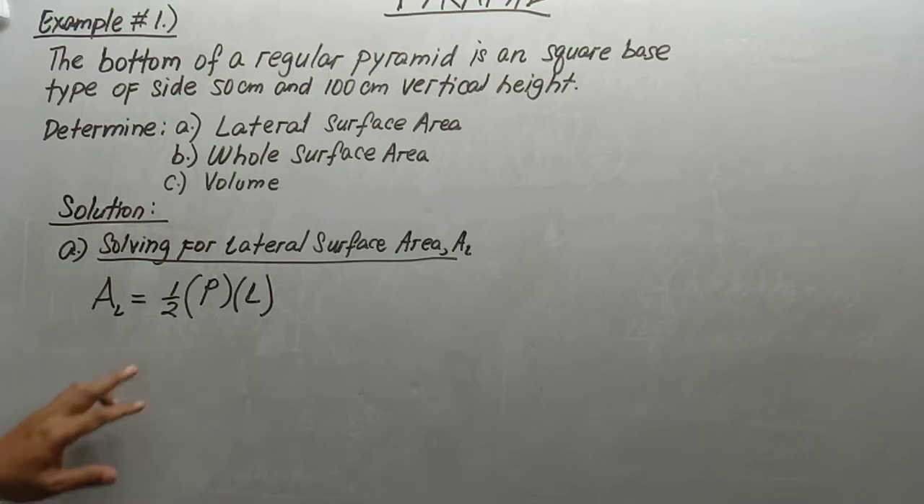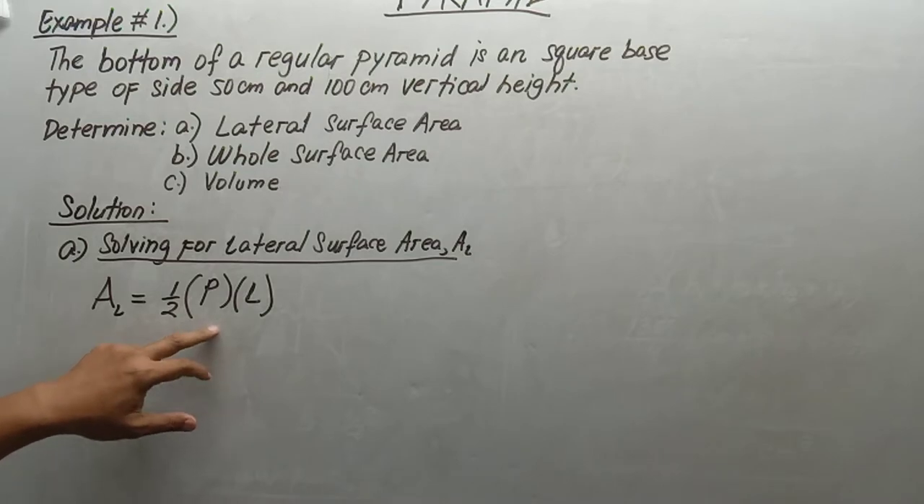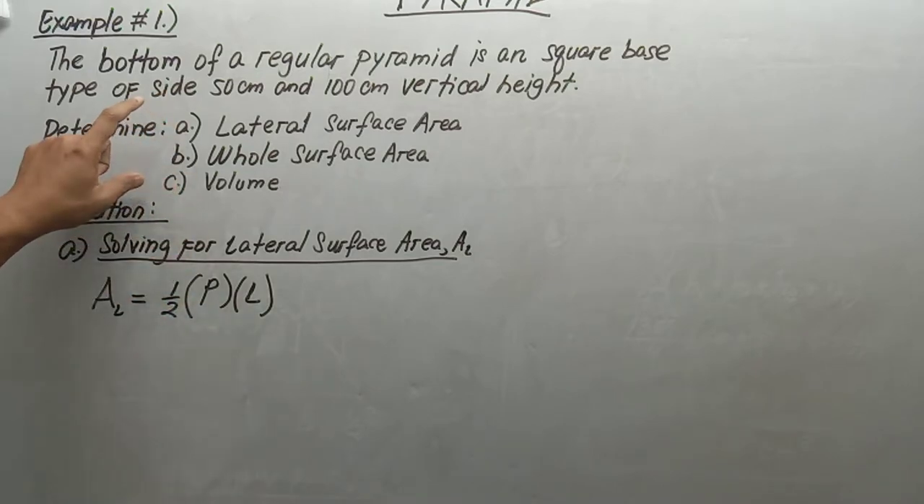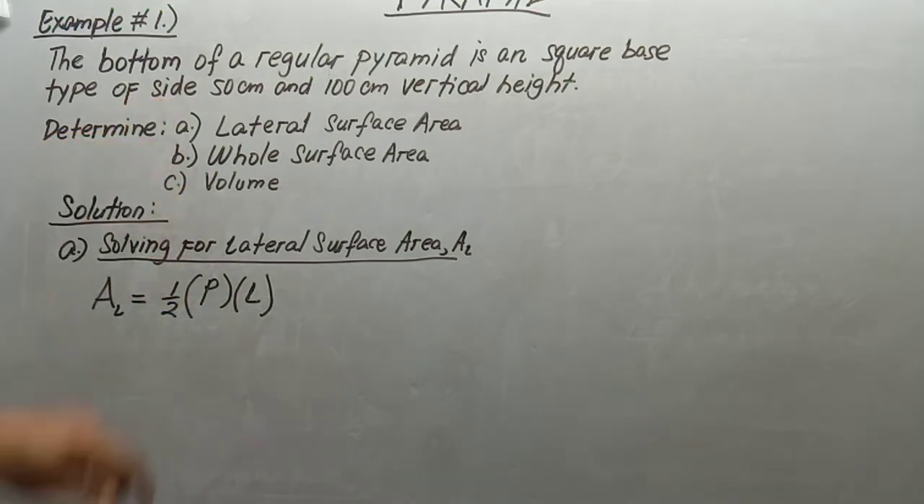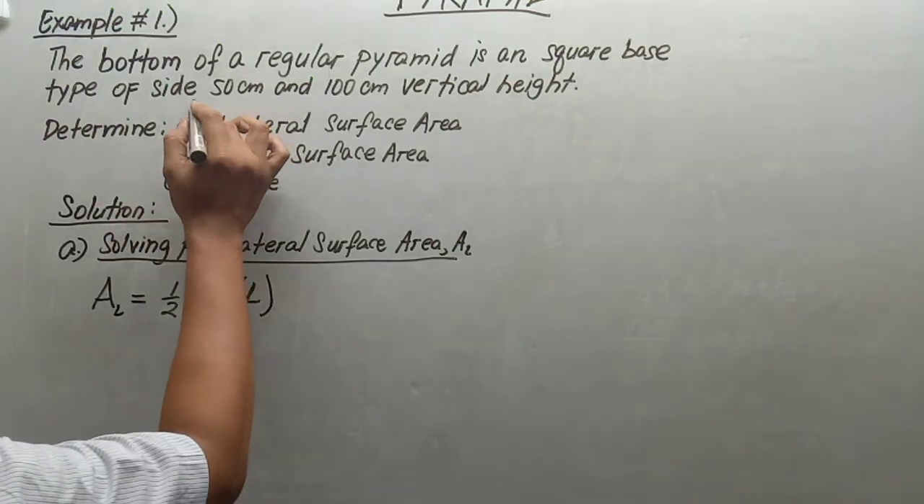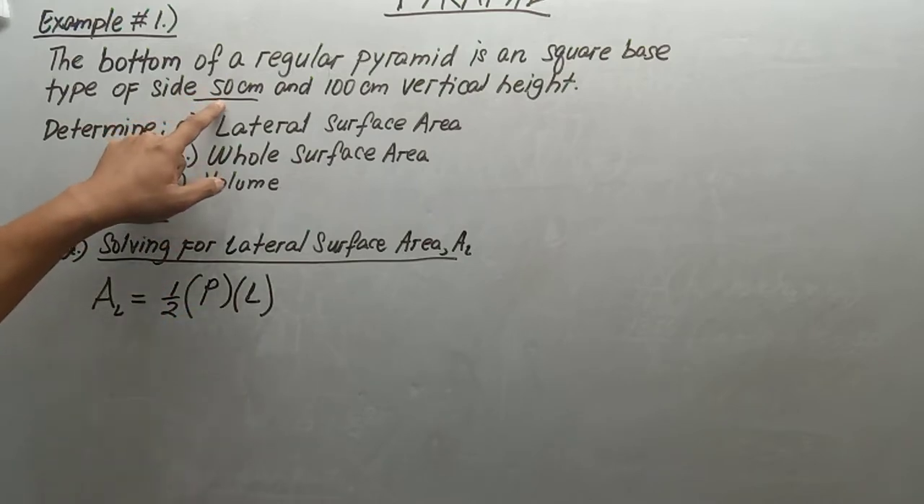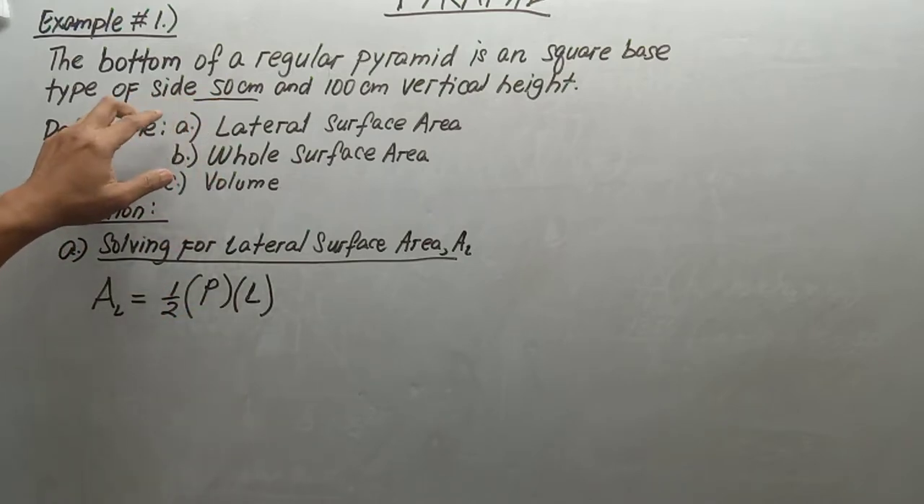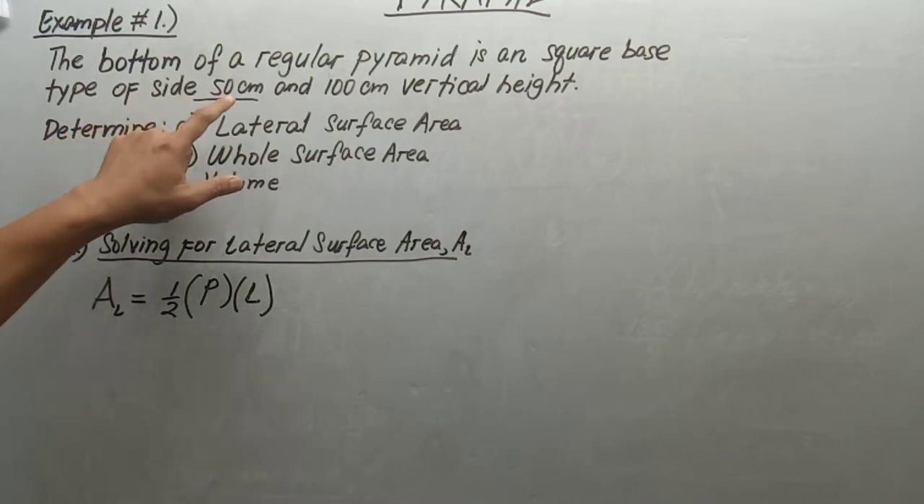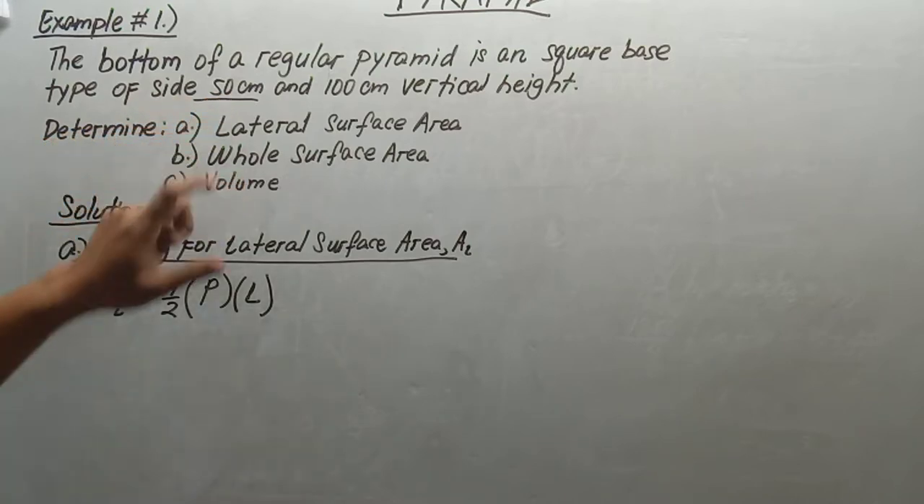Okay, take note, guys, the base is given. The length of each side of the base is given, which is 50 centimeters. So now we can compute the perimeter, because we already have the dimension for the side, which is 50 centimeters.